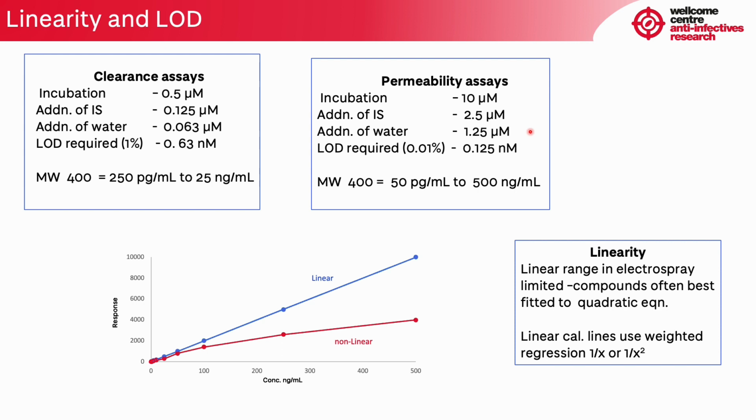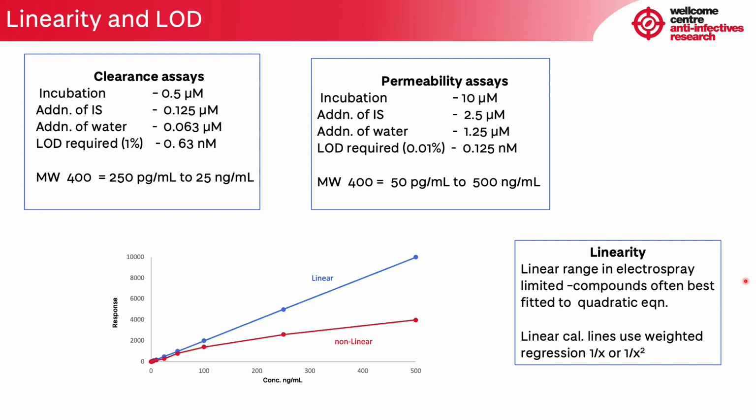For permeability, the incubation concentration is 10 micromolar, and the concentration seen for analysis is now 1.25 micromolar. For poorly permeable compounds, we may need to see down to 0.01% of the initial concentration, 0.125 nanomolar. Again, I've put the equivalent nanogram per mil concentrations for a compound of a molecular weight of 400. So that would be 50 picograms per mil to 500 nanograms per mil.